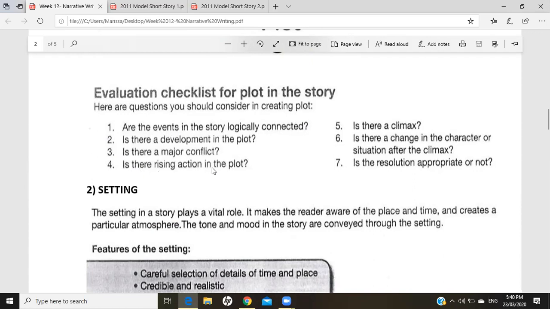The next thing is, is there rising action in the plot? Yes, the plot begins steady, but it must increase with some sort of drama, some sort of build up to the bigger explosion or what's going to take place.